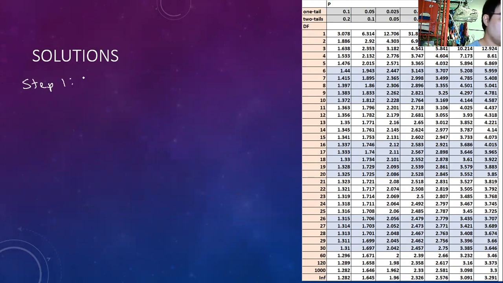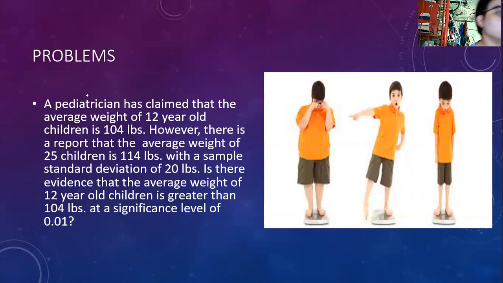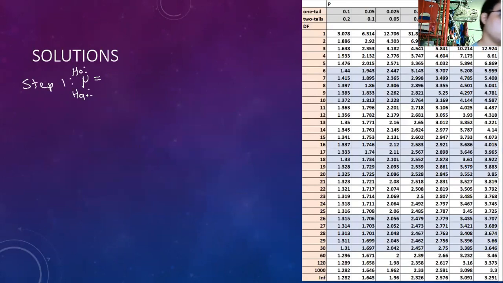okay, so we're going to identify the population mean. This is the null hypothesis first, then this is the alternative. Okay, so we're going to apply the same steps of hypothesis testing. So our population mean here is 104 pounds.